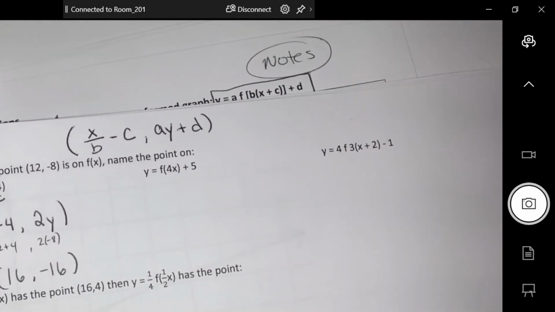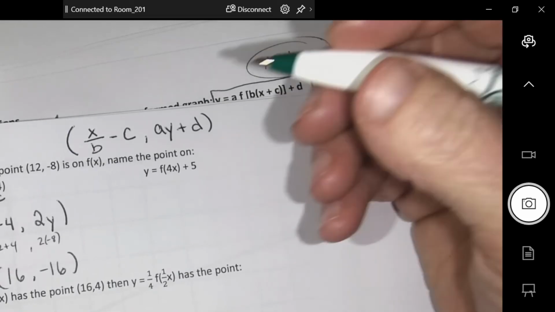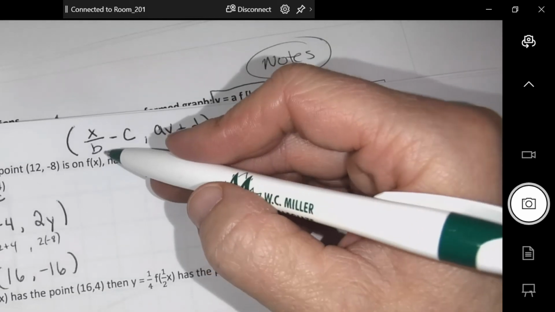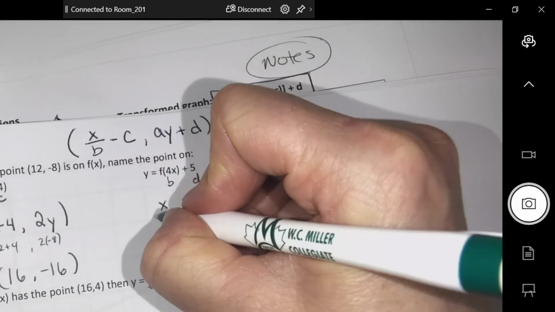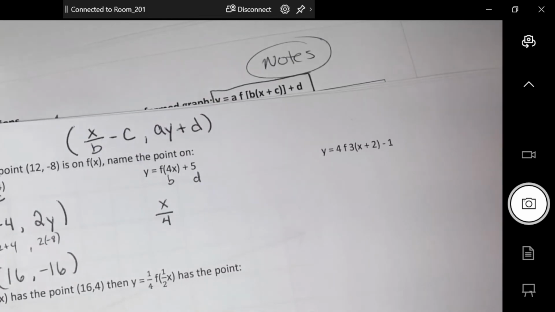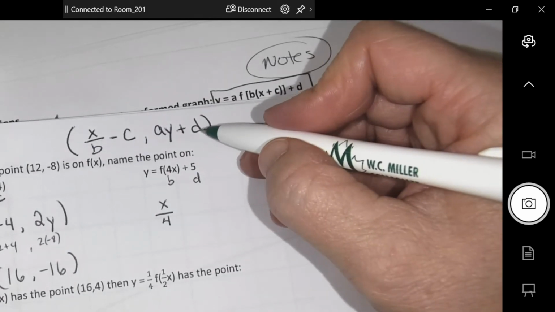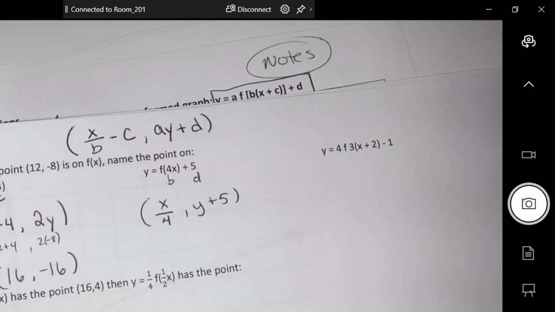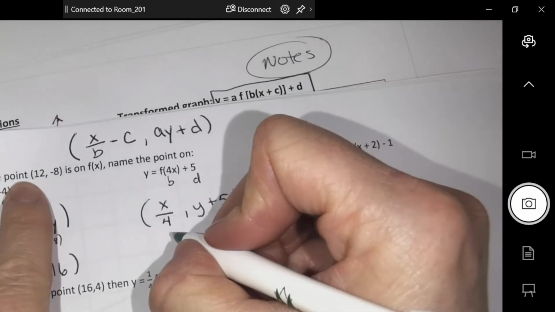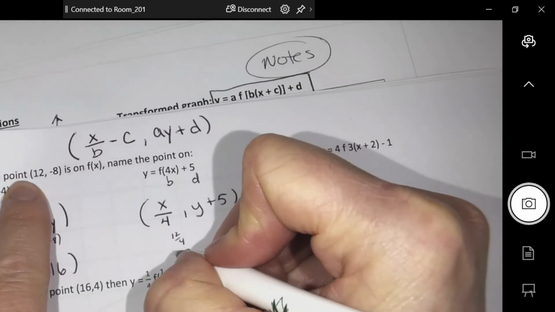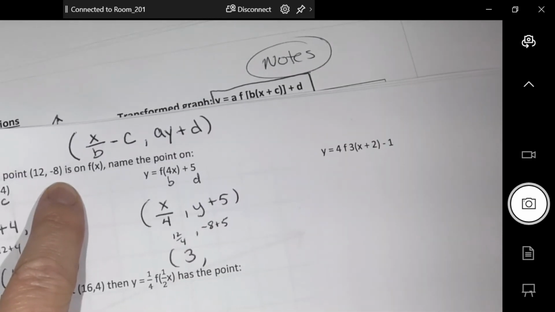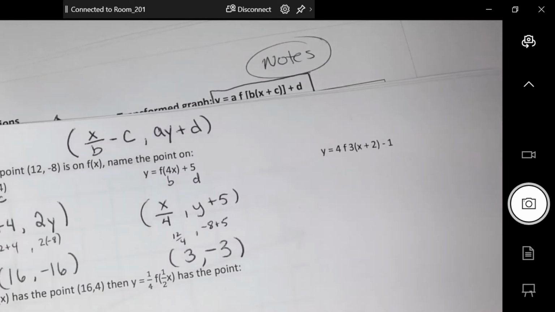Okay, give me 2 letters here, A, B, C, D. B and a D. Okay, so B is a divider. So X divided by 4. D adds to the Y, so Y plus 5. So what is my new coordinate? So 12 divided by 4 makes a 3. Negative 8, I'd have to add 5. So 3, negative 3.